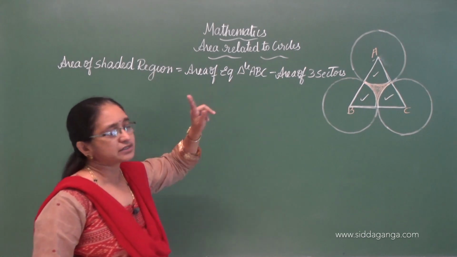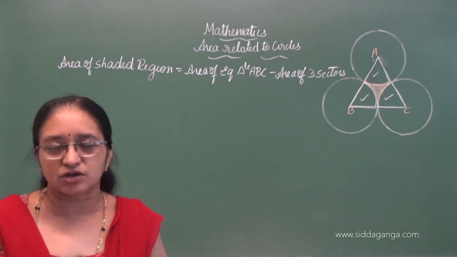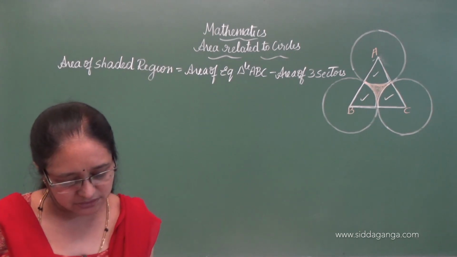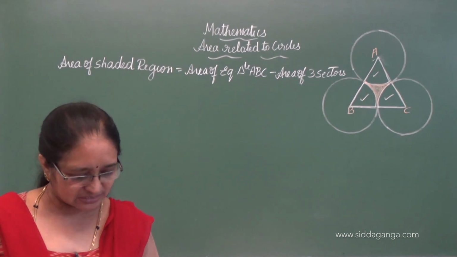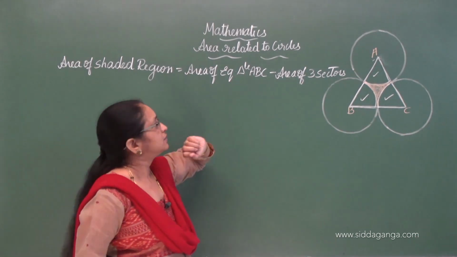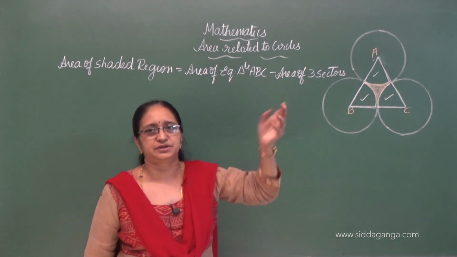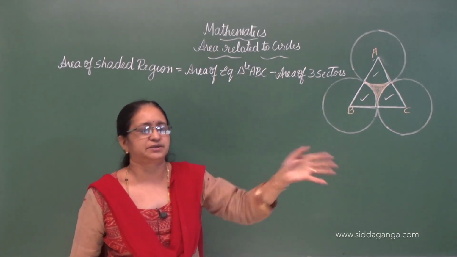Here they have given the area of the equilateral triangle for you. See, area of the equilateral triangle ABC, that is 17,320.5 centimeter square. Okay, so you need not worry about this. Then how will you find out the area of three sectors? Okay, one sector into 3. Okay, area of one sector into 3.